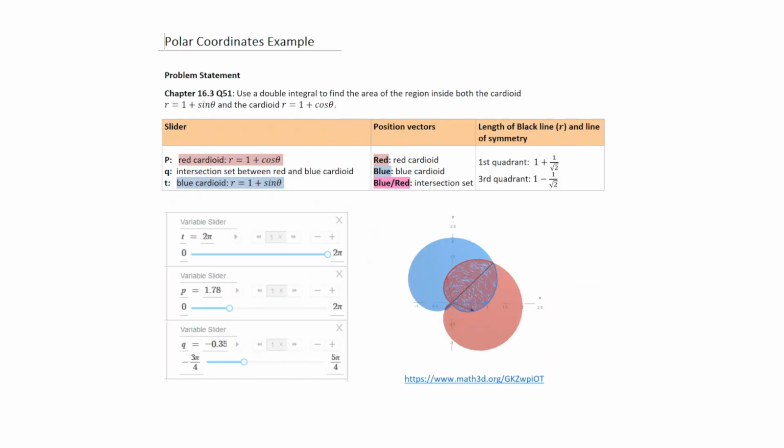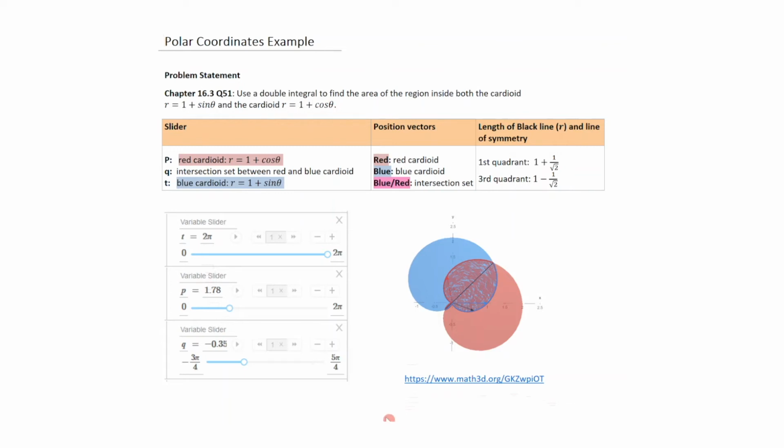So let's do an example, and this is from chapter 16.3, question 15.1. The question is, use a double integral to find the area of the region inside both the cardioid r equals 1 plus sine theta and the cardioid r equals 1 plus cos theta. I've got a little simulation to show you what this looks like. You can more or less sketch it out in stages. You know that x equals r cosine theta, y equals r sine theta, and r gets replaced by this function or this function, depending on which cardioid you're sketching.